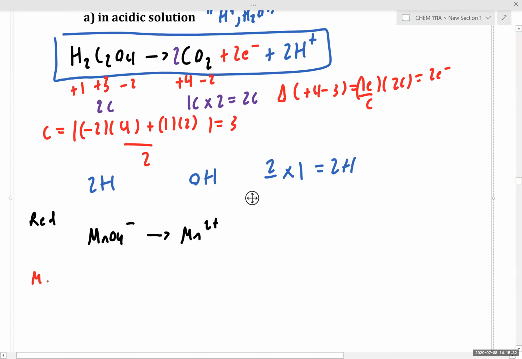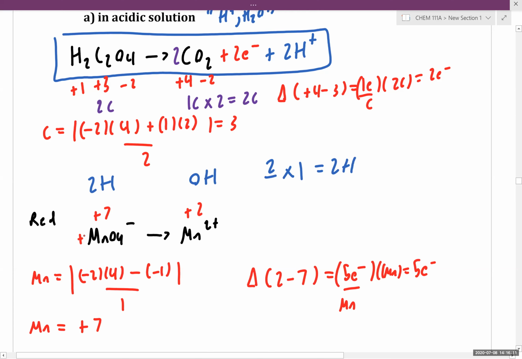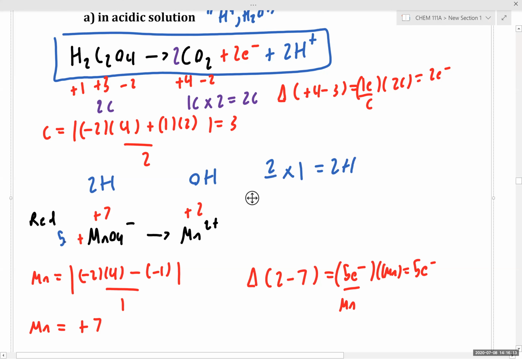So for manganese, the oxidation number of manganese is the oxidation number of oxygen times the number of oxygen atoms minus the total charge, over the number of manganese atoms. That gives us +7. Manganese 2+ is +2. All of our atoms are balanced besides oxygen and hydrogen. So our difference in the number of electrons is 2 minus 7. So we have 5 electrons gained per manganese atom times 1 manganese atom. And that in turn gives us 5 electrons total. So we've gained 5 electrons.